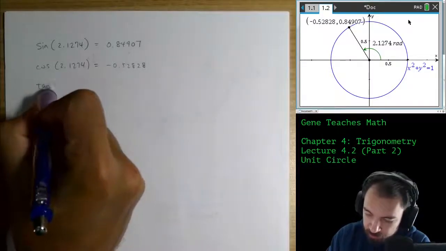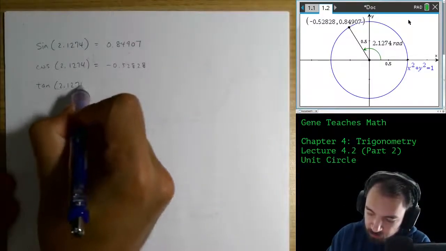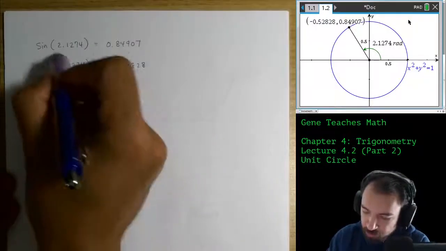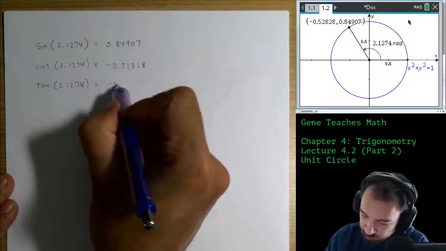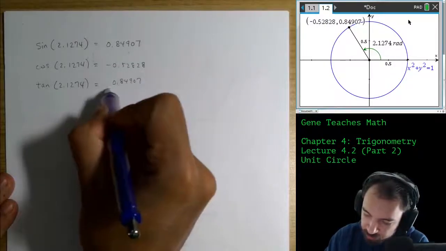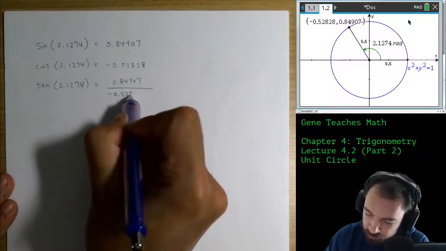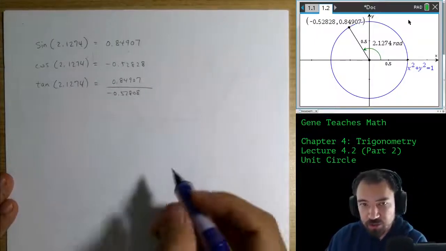And then I could write down the tangent of 2.1274, and this would become the value of sine divided by the value of cosine. So I'm going to go ahead and just write this as 0.84907 divided by negative 0.52808, and we can calculate this later if we really need to.